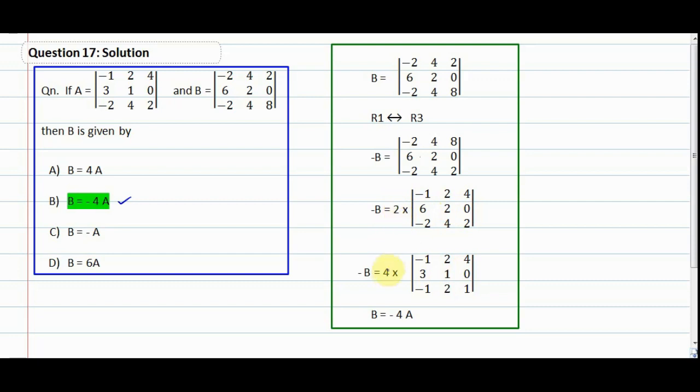2 into 2 4. Okay, and on the left hand side we have minus B, on the right hand side we have 4 into this determinant. So this is nothing but the determinant of this matrix, that is A. So we may replace this determinant as A, and if you take the minus sign on the left hand side to the right hand side, we will get a relation between B and A as B equal to minus 4A. Okay, so here the right answer is given by option B, B equal to minus 4A.